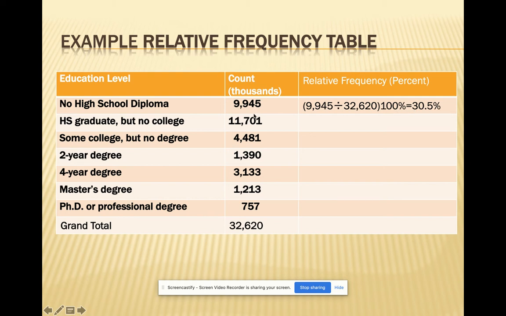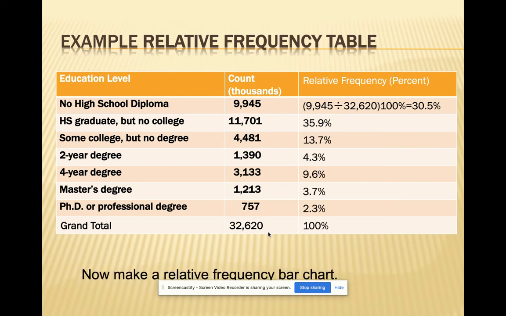So I did the same thing, took the count for the category and divided it by the total count, multiplied by 100%, and got the other values. All right, so I decided it would be really hard to make a good pie chart that had this many categories. So I'm going to make a relative frequency bar chart.